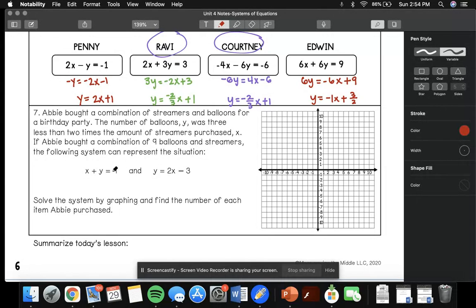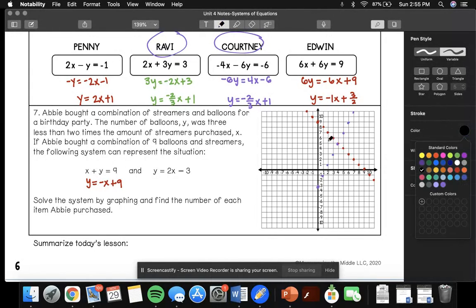So first we are going to just solve it by graphing. This one's not graphable yet, so I'm going to move it over with a negative. So I'm going to start at 9, and I'm going to go down 1, right 1. Then we have this equation, which is already ready to be graphed. So starting at negative 3, going up 2, right 1. So where they intersect is right here, which would be 4, 5.